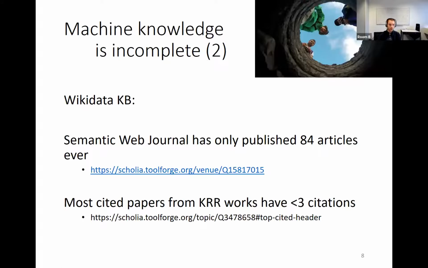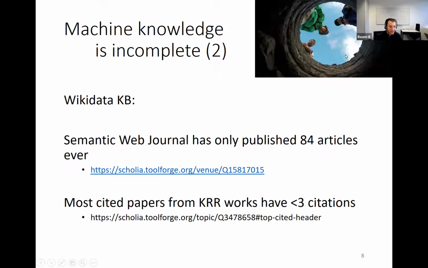Similarly, if you go to the public knowledge base Wikidata and search there for the Semantic Web Journal, you'll only find 84 articles ever published in there. You'll find that the most cited papers from KRR works have less than 3 citations. So clearly, there's a big hole in terms of knowledge coverage.